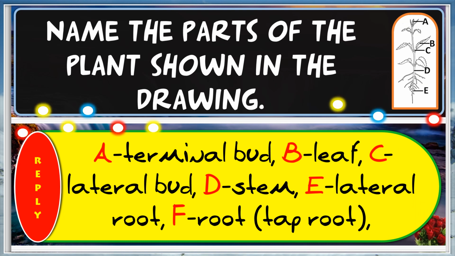A is the terminal bud. B, the leaf. C, lateral bud. D is the stem. E, lateral roots. And F, tap roots.